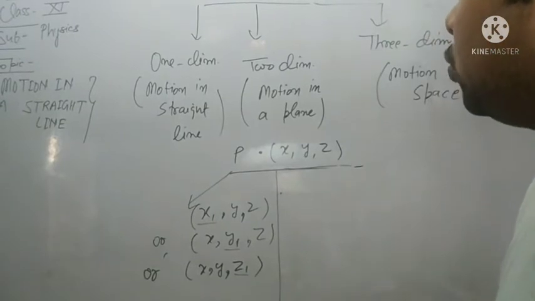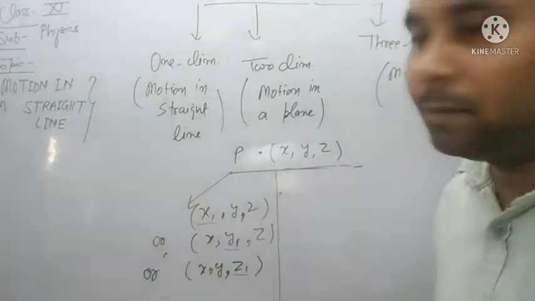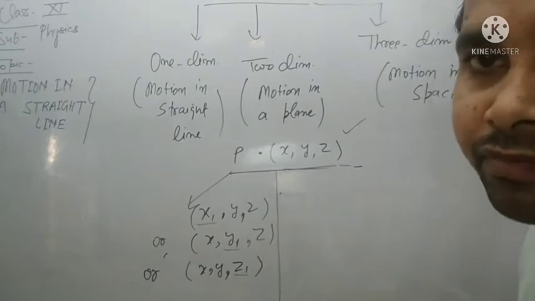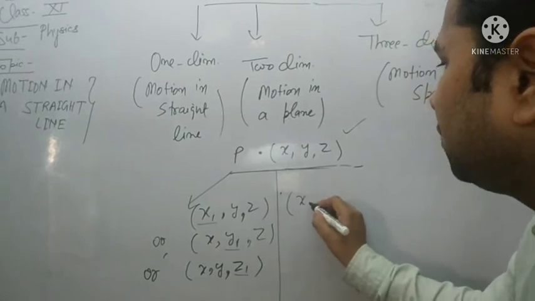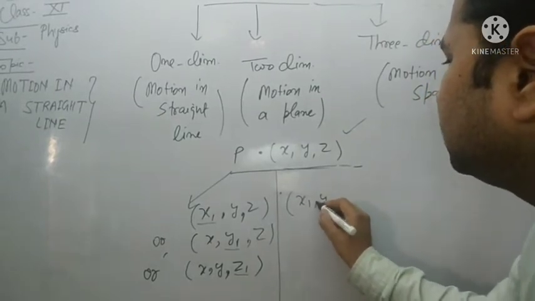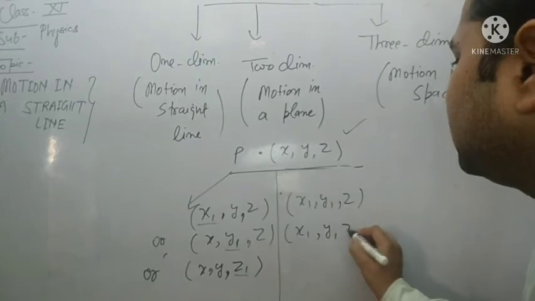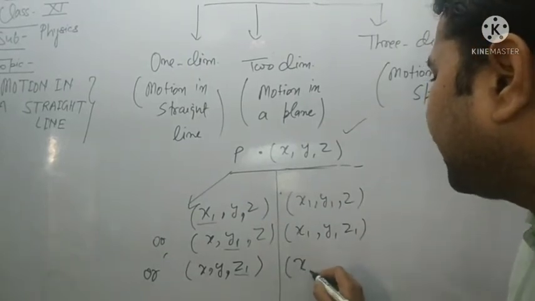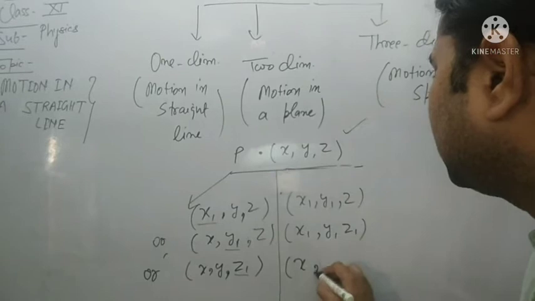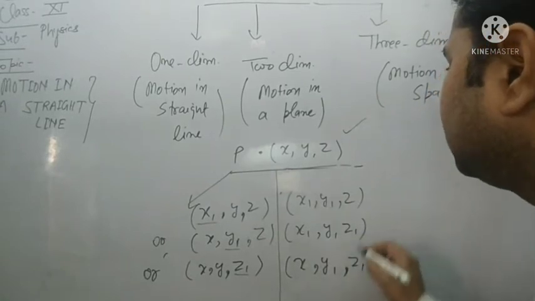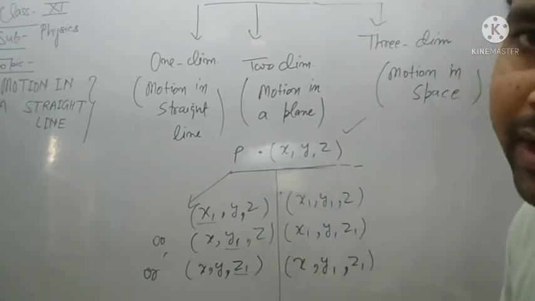For body's motion in the plane, any two coordinates will change with respect to time, like initial x comma y comma z, and the new position या final position will be x1 y1 z or x1 y z1 or x y1 z1, such type of examples in which any two coordinates change at a time.